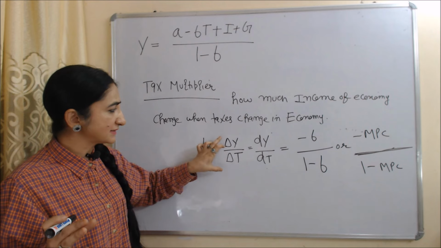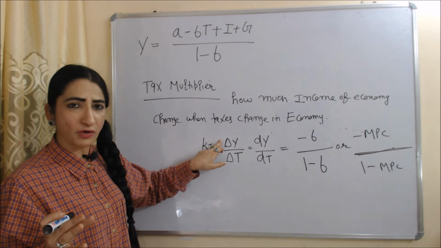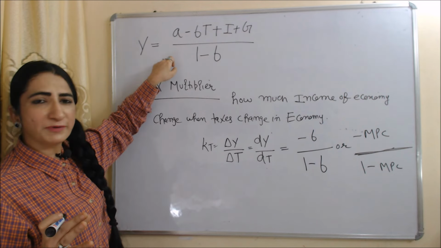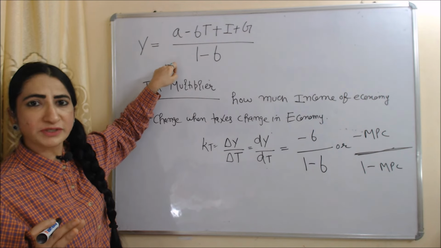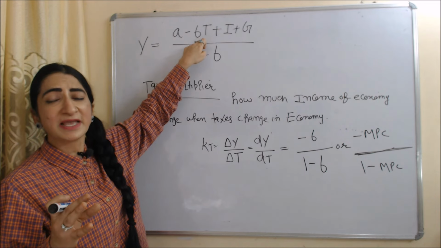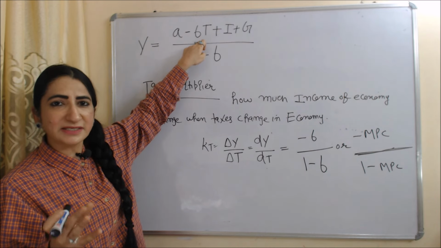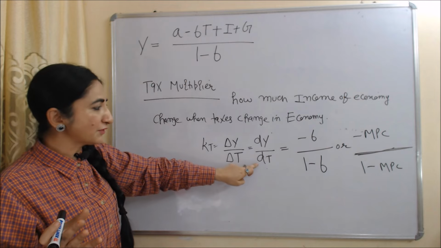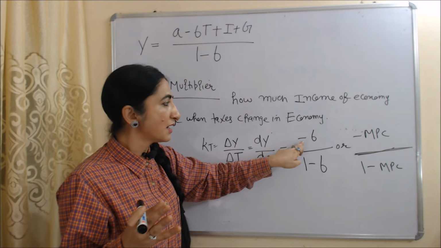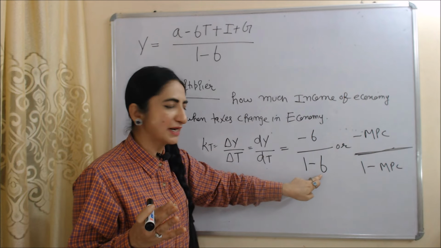And this formula basically tells us how much income of economy change when taxes change in economy. Now we will find out value of tax multiplier from this equation. In order to find out value of tax multiplier from this equation, we will differentiate this equation with respect to T. As we know, T represent here taxes. When we differentiate this equation with respect to T, we will get this: minus B over 1 minus B.